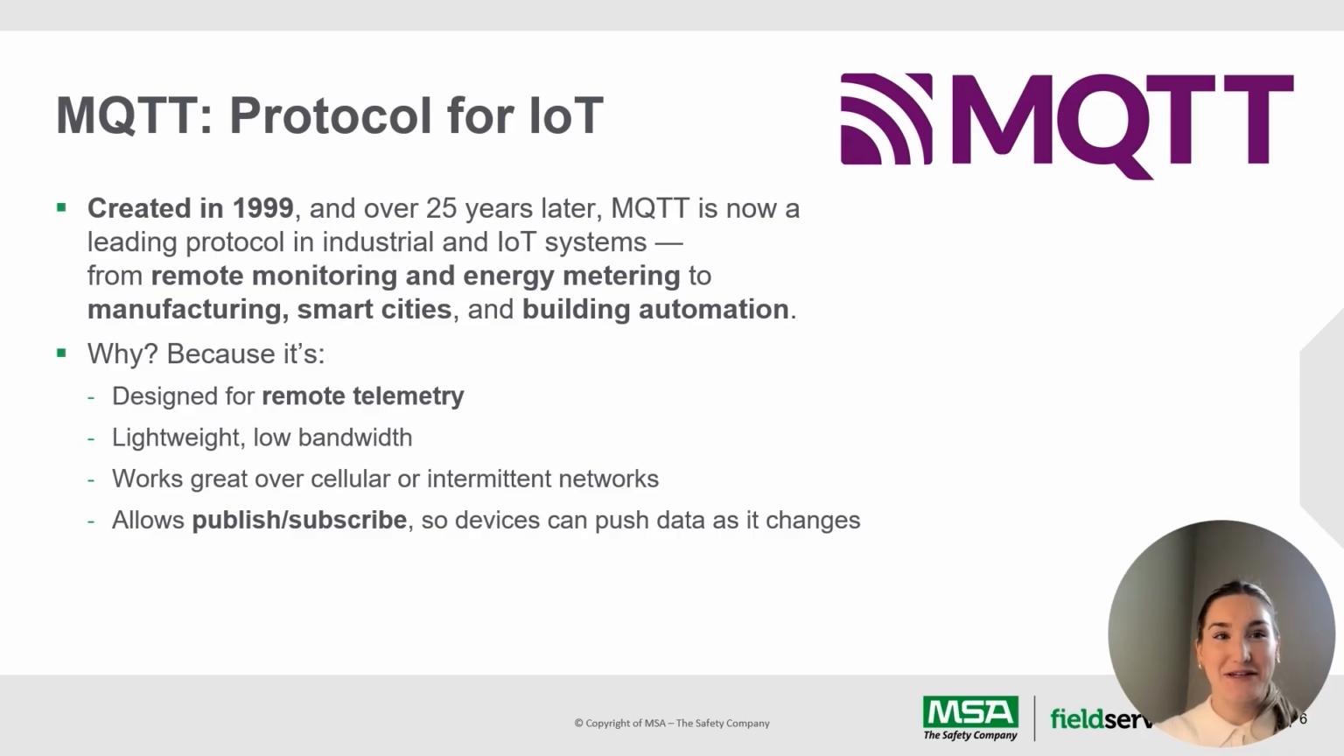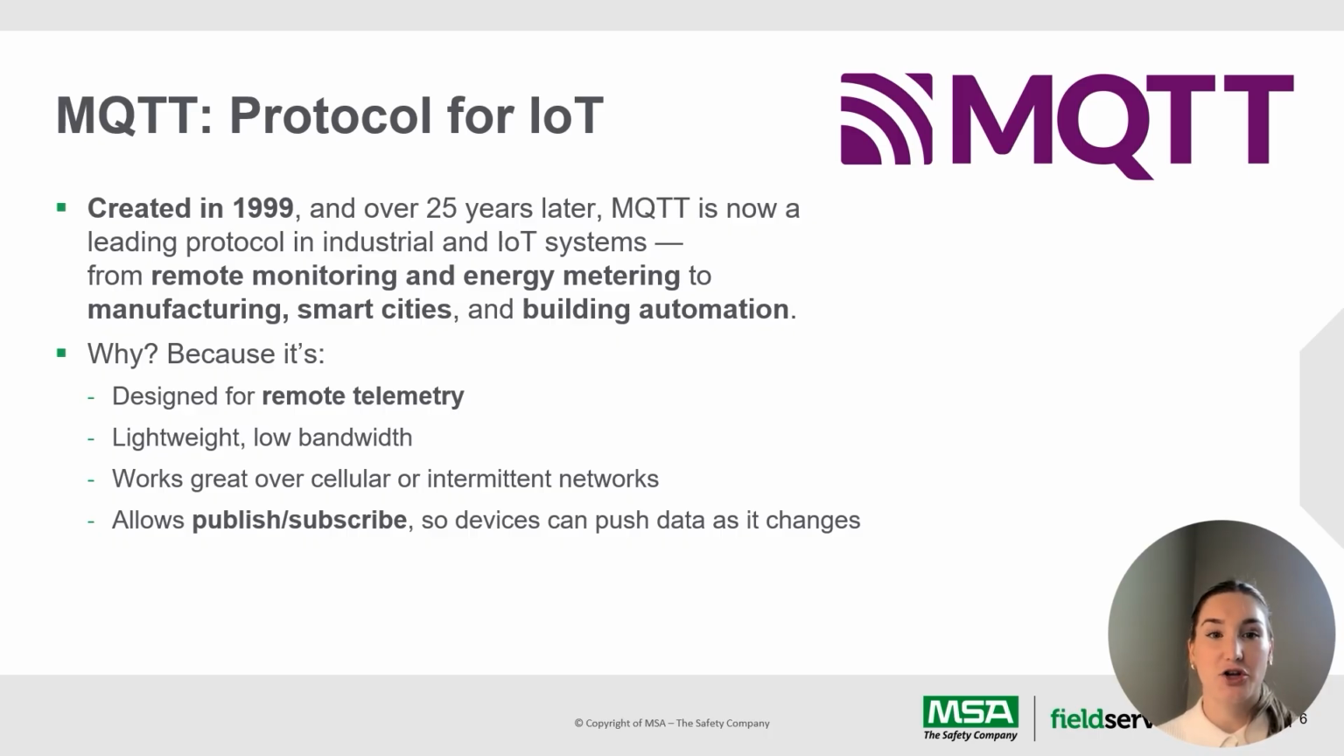Now, let's talk about MQTT, the protocol for IoT. In today's connected world, industrial systems aren't just automated, they're networked, often across wide areas and unreliable links. Enter MQTT, a lightweight, publish-subscribe protocol built for exactly that challenge. Originally designed for oil pipelines, MQTT has grown into one of the most popular messaging protocols for the industrial Internet of Things.